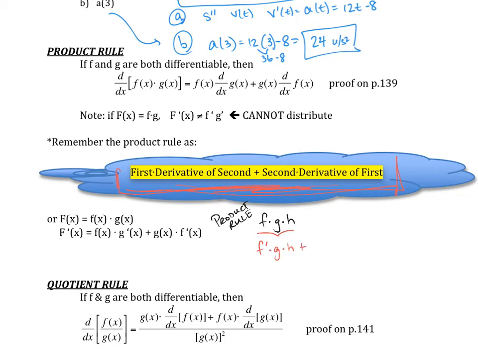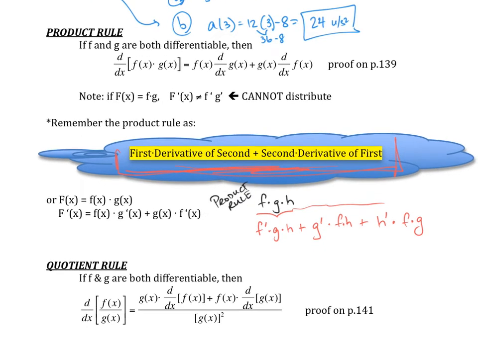Plus now you do the next one: this derivative times these two functions. And now you do the last one: this derivative times these two functions. So you're just going from one to the next. As long as you have the derivative of each one times the other two, you're set. So you can do this for as many products as you want.